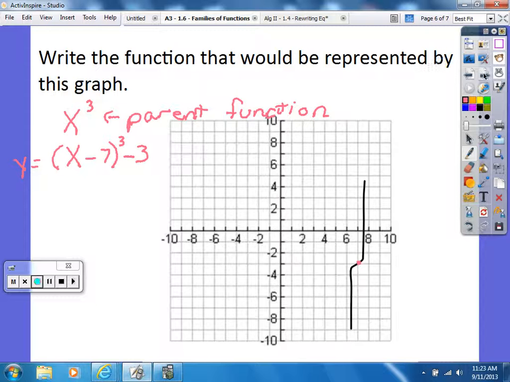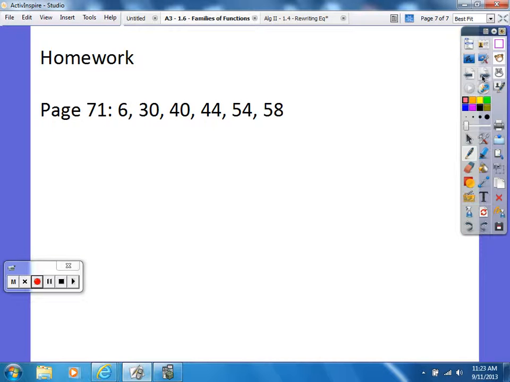All right, essential work time. Here's your lovely essential work, 6 problems.